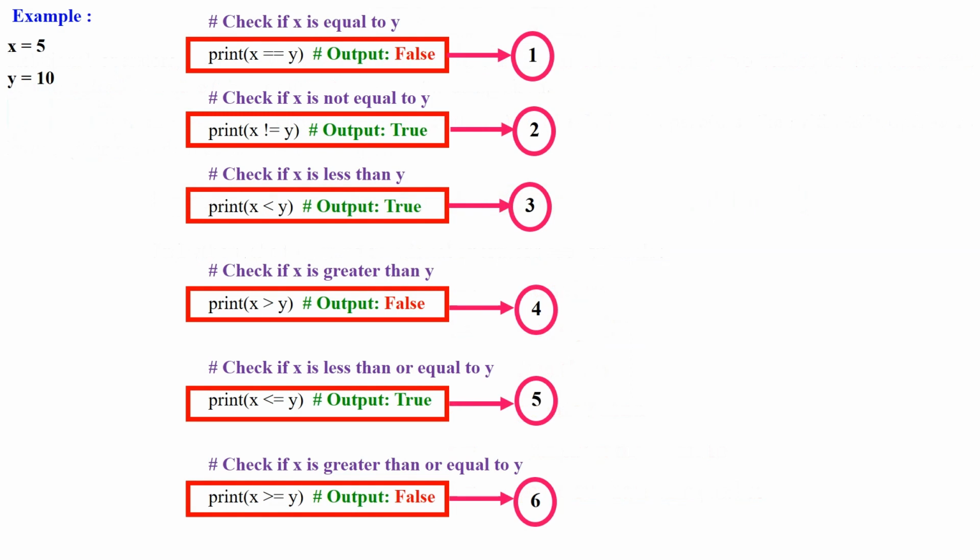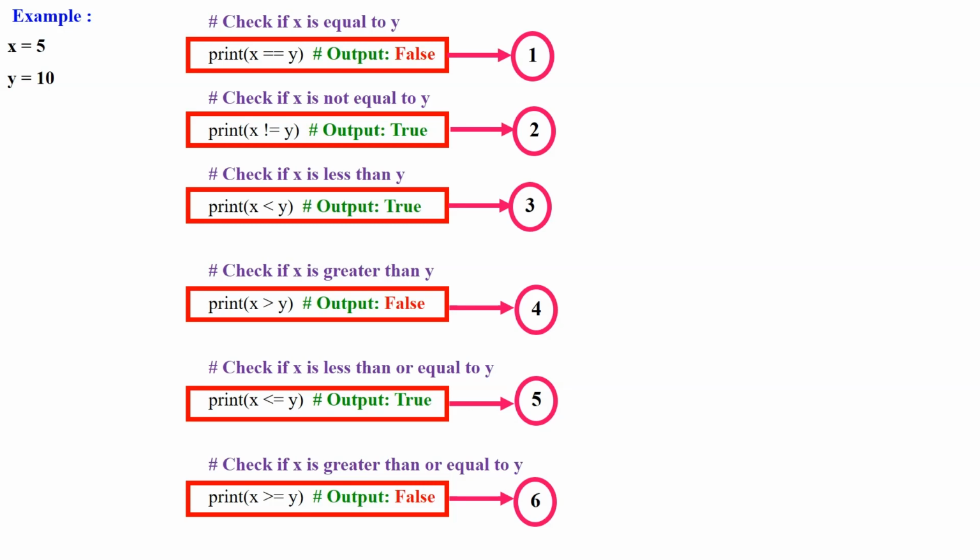Here are some examples of how these relational operators can be used. Consider variable x and y are assigned the values 5 and 10 respectively for all these 6 Python statements. In the first statement, it compares the values of x and y using the equality operator. Since the value of x is 5 and the value of y is 10, the expression x equals y evaluates to false. This is because x and y have different values.